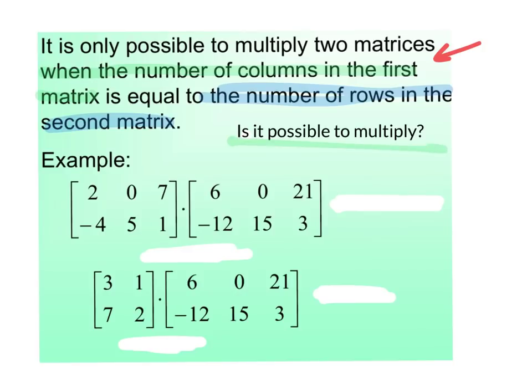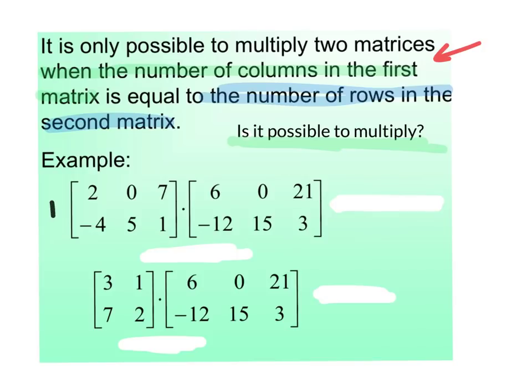I'm just going to go over the rule of when you can multiply. So the question is going to be, is it possible to multiply these matrices together? So right now, our answer is either going to be yes, it is possible, or no, it's not. So take a moment, have the rule. It's only possible to multiply 2 matrices together when the number of columns of the first matrix has to be equal to the number of rows of the second matrix.